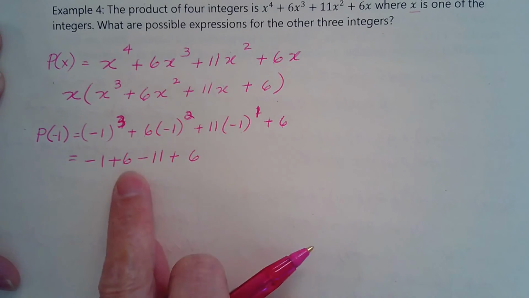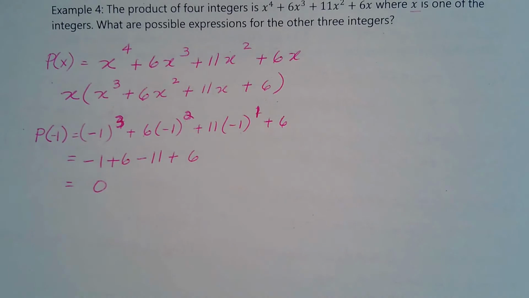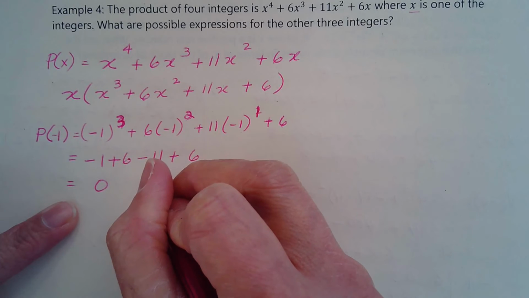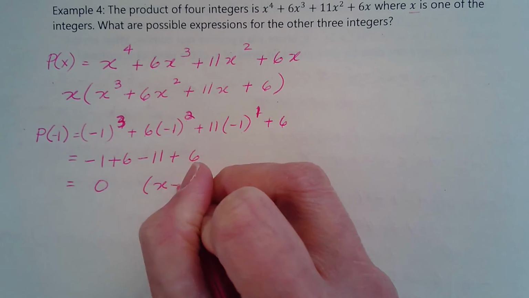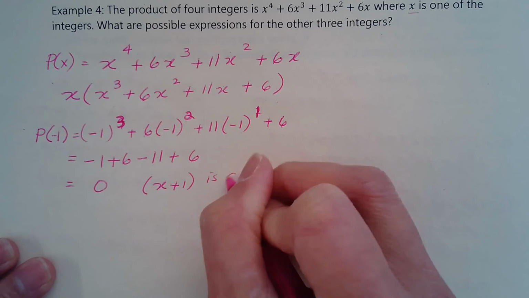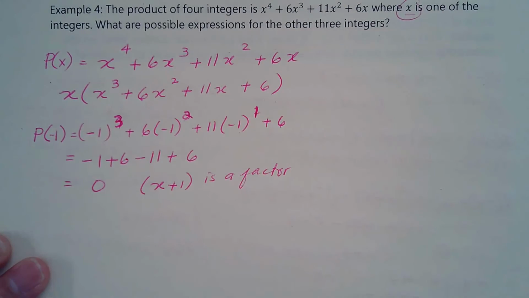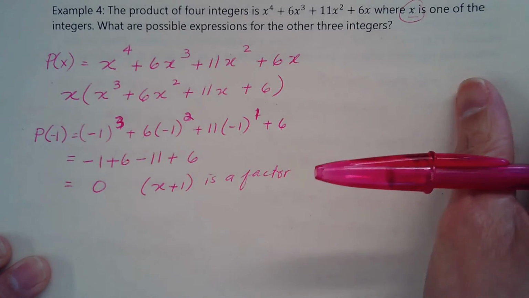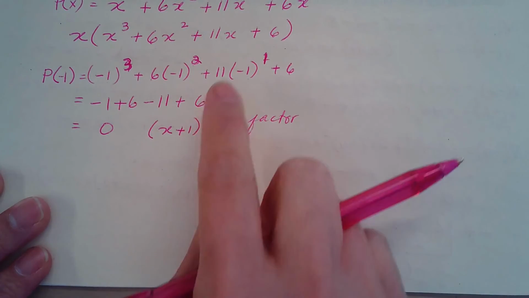Is that going to give us a 0? Yes, that's going to be a 0. Oh, okay, so we found another factor. Therefore, x plus 1 is a factor. So we know x is one of the factors, and then we have the other one, x plus 1, as another factor. So what are we going to do?